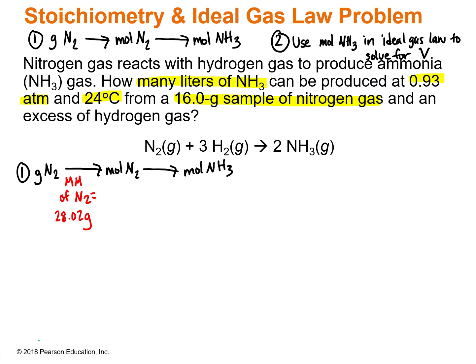To go from moles of nitrogen gas to moles of ammonia, we have to use a mole ratio. And this, just like all our other ones, is going to be in the form of B over A. The nitrogen gas is our A, and our B is the ammonia. So when we write that mole ratio, it'll be the number of moles of ammonia from the chemical equation over the number of moles of nitrogen from the chemical equation.